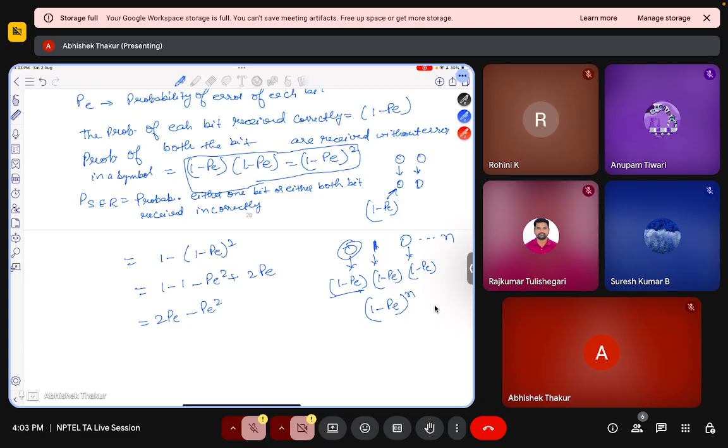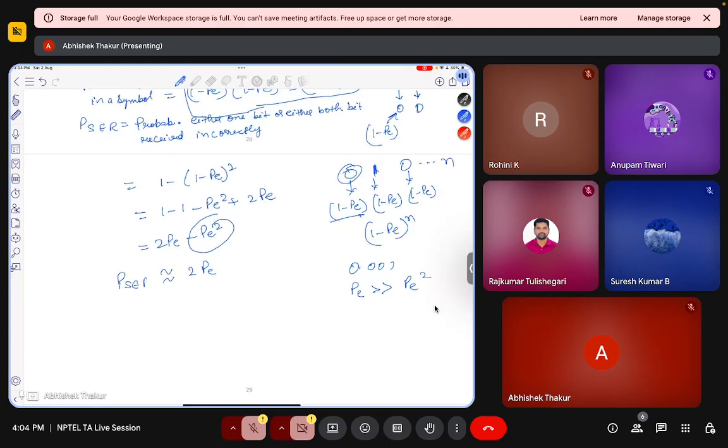So we know if the probability of error is very small, let's suppose 0.001, then in that case the probability of error PE is much greater than PE squared. So here we will neglect this term for a small probability of error. So this will be equivalent to 2 into PE. So the symbol error rate is equal to 2 into PE. So in QPSK, the symbol error rate is twice the bit error rate in this case.